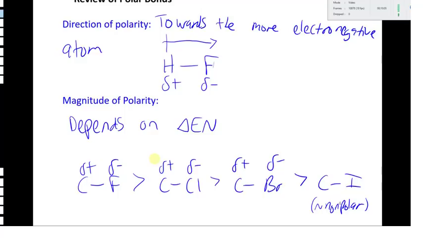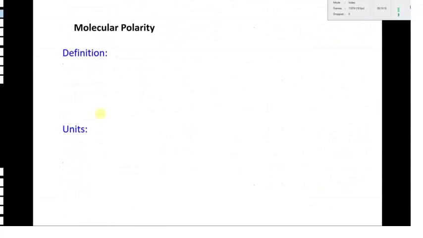So we learned all that for individual bonds, and now we're going to start talking about how we predict polarity for an entire molecule that has more than two atoms in it. All right, so the definition of molecular polarity is an uneven distribution of charge over a whole molecule or a large portion of it.